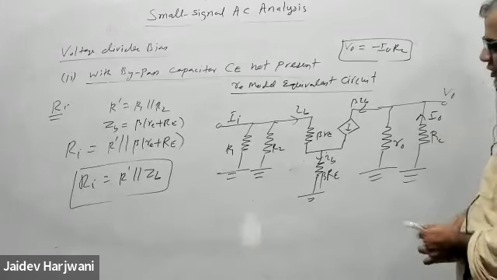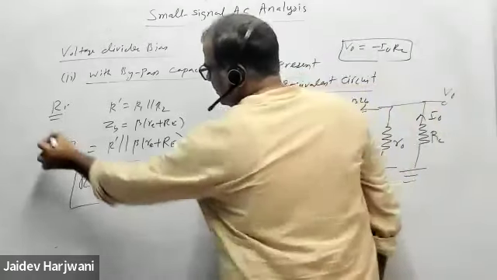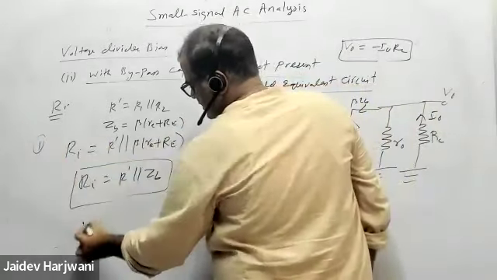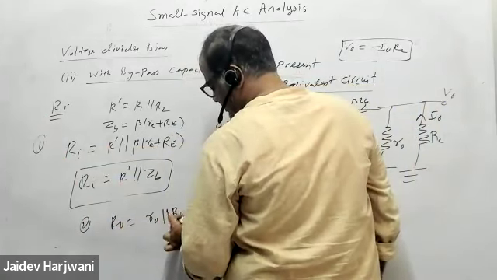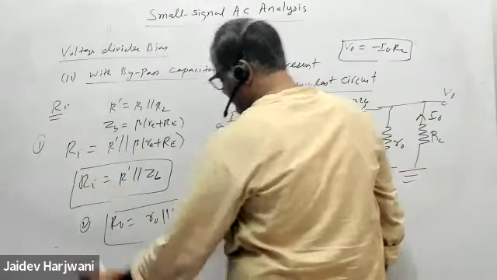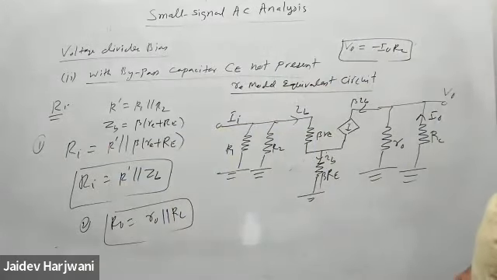In R naught there will be no change at all. R naught remains the same, R naught parallel to RC. Voltage gain will also remain the same, only Re will come. Now find the voltage gain and current gain also.